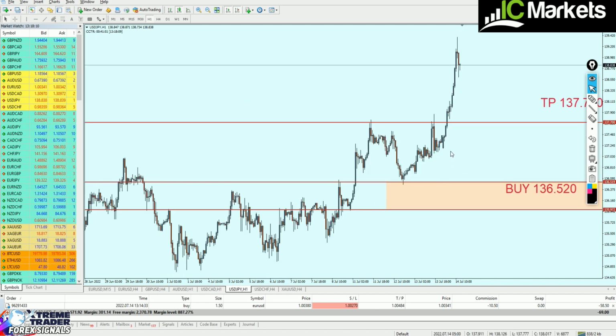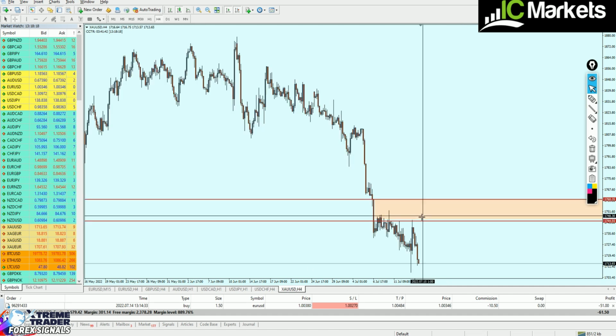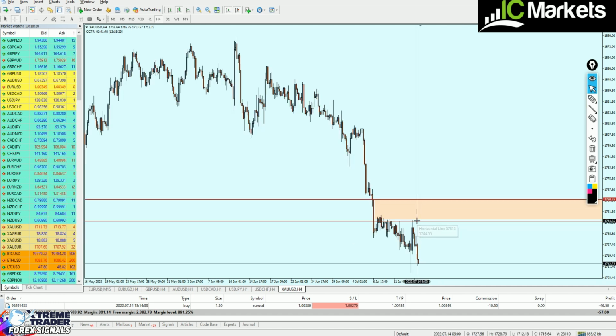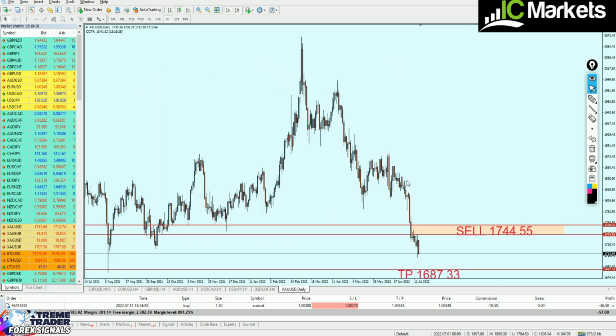USD JPY did not even trigger our buy level. USD CHF has also reversed from the level I have mentioned to buy, in 45 pips so far. The gold has reversed as well from the same level where I have mentioned to start selling, and is currently running in 313 pips of profit.